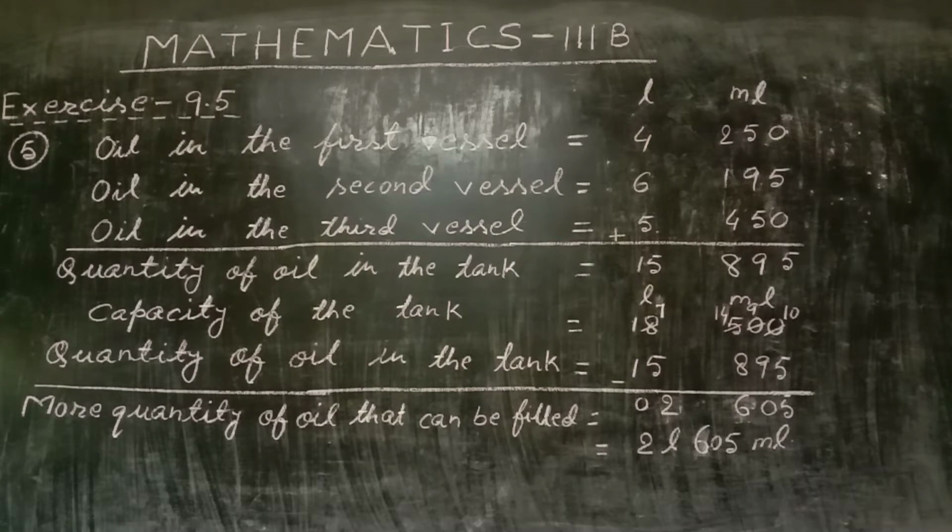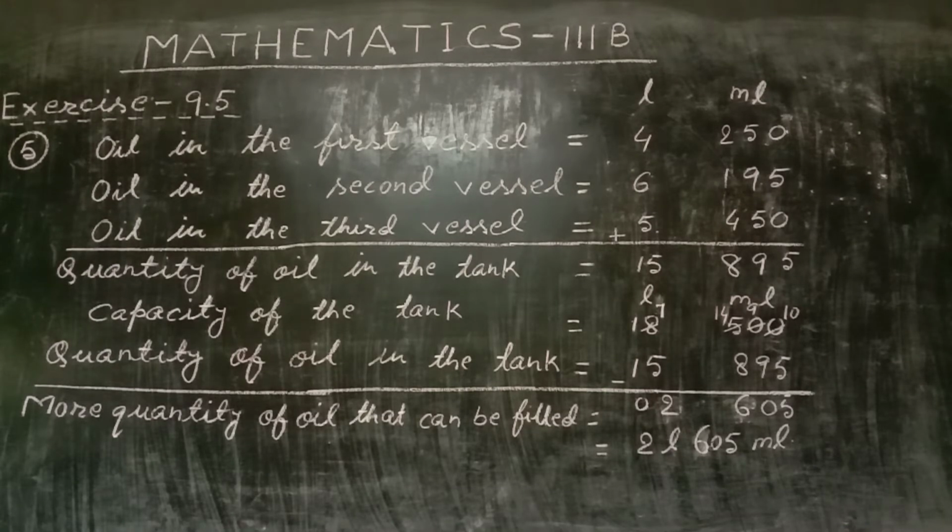Then oil of these three vessels is poured in the tank whose capacity is given 18 liter 500 milliliter. Then you are asked to find how much more oil can be filled in the tank.